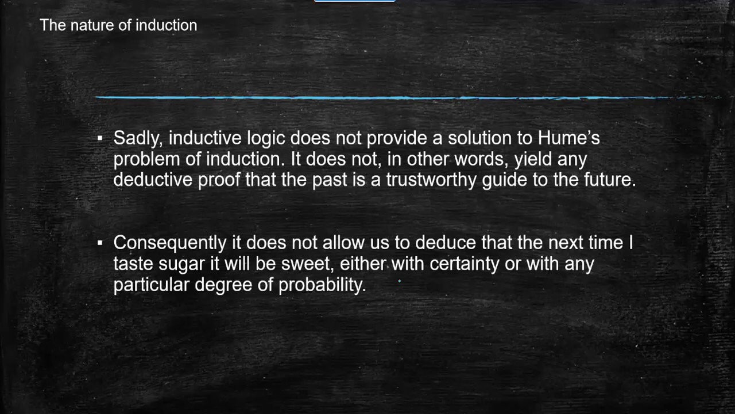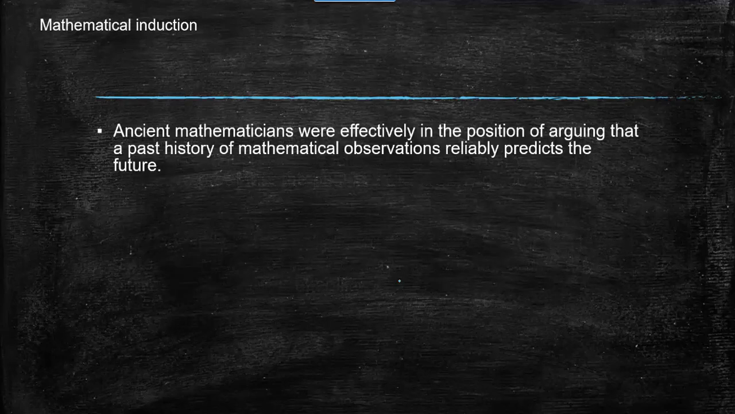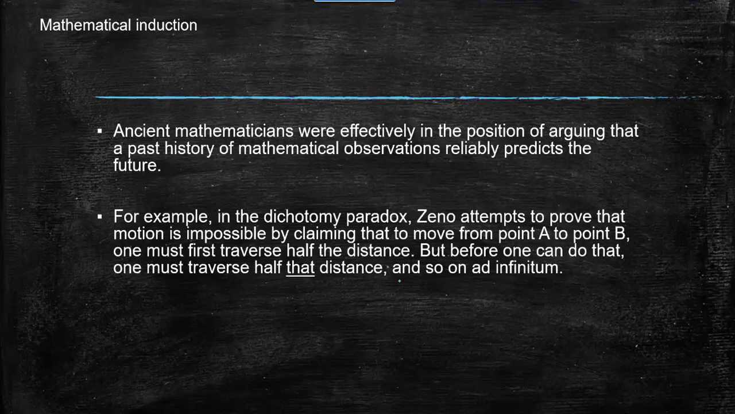Consequently, it does not allow us to deduce that the next time I taste sugar, it will be sweet, either with certainty or with any particular degree of probability. So ancient mathematicians were effectively in the position of arguing that a past history of mathematical observations reliably predicts the future.